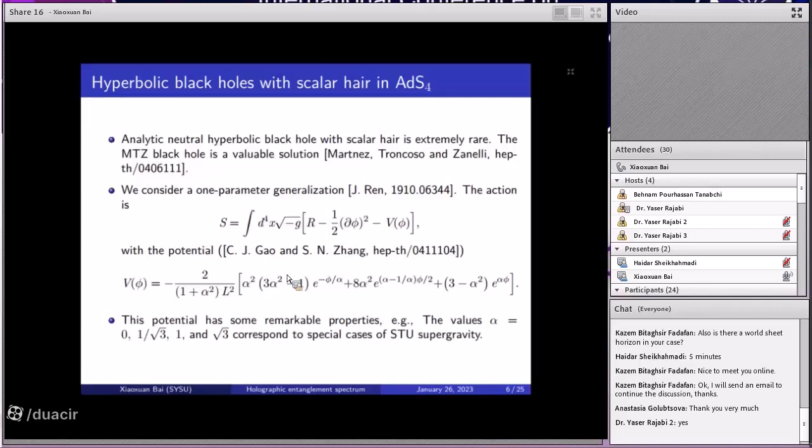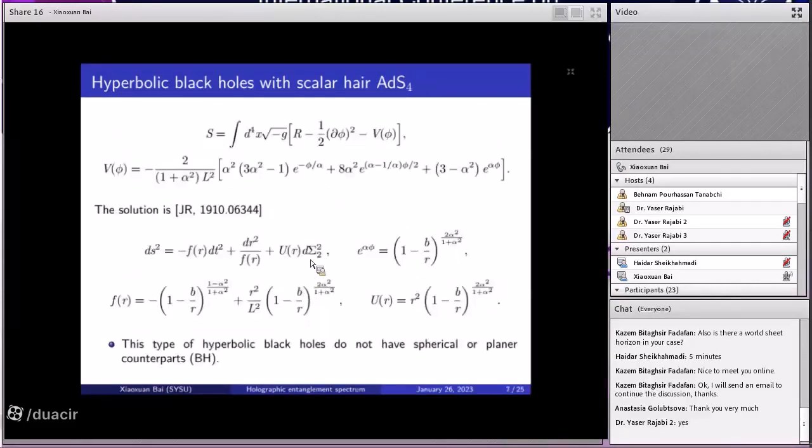This potential has some remarkable properties. For example, when alpha takes some values like 0, 1 over root 3, 1, and root 3, they correspond to special cases of STU supergravity. I will explain this later. For now, we just remember this potential can be seen as an interpolation between some supergravity cases. So this solution describes a class of hyperbolic black holes with scalar hair, but it does not have spherical or planar counterparts. By this I mean black holes.